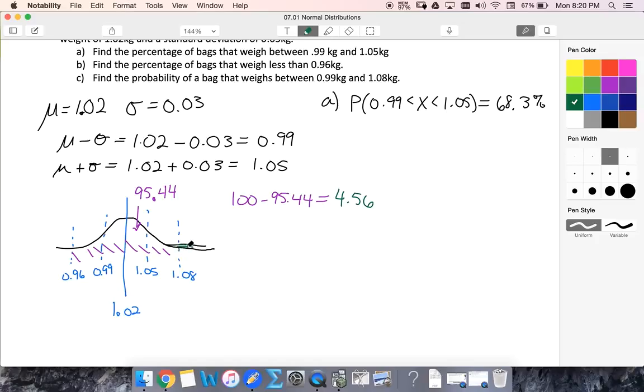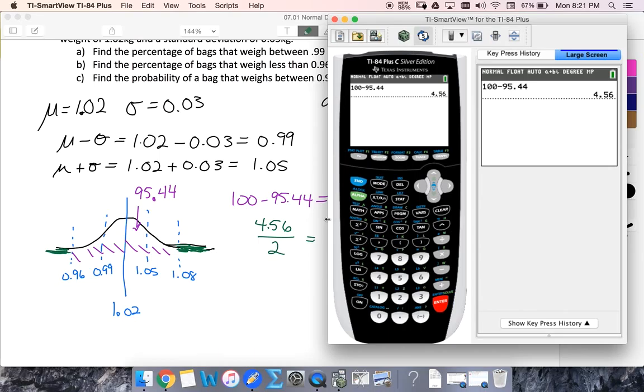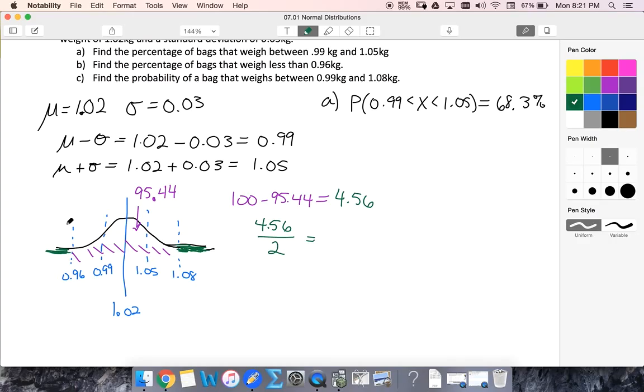So that's this bit and this bit between my graph and the x-axis, which I didn't draw in because I can't draw a straight line. So those 2 bits are 4.56%. So 4.56 divided by 2 is going to be one of them. So divide by 2, and I get 2.28%. So this bit here, where the bags are less than 0.96 kilograms, so that's all of these bags this way, that's 2% of them.